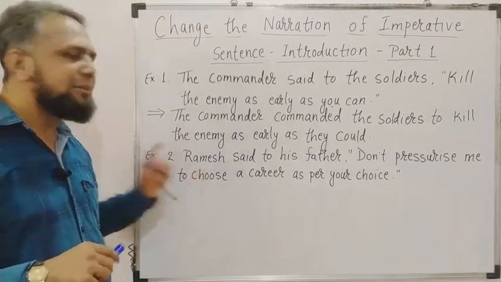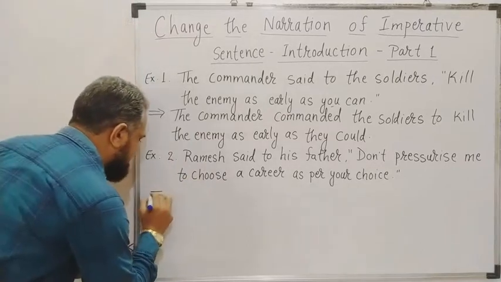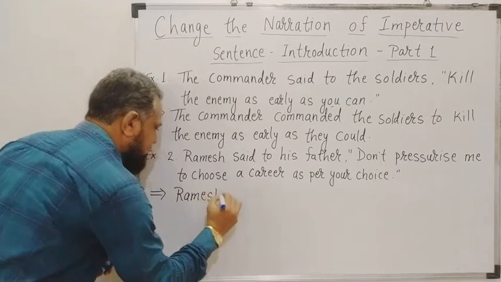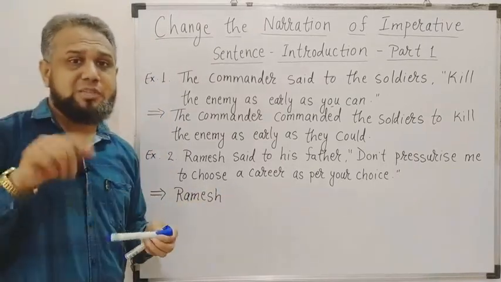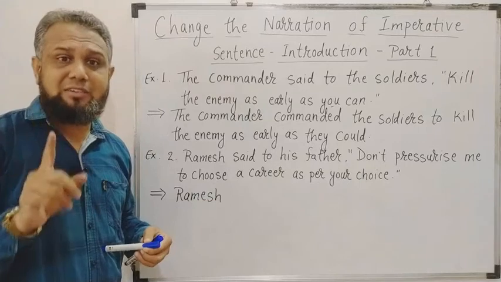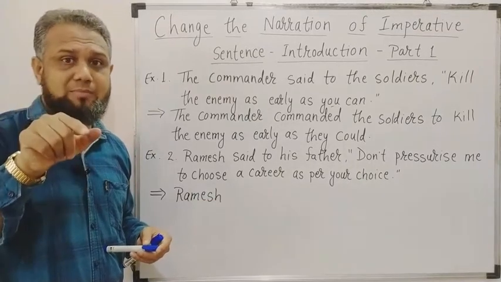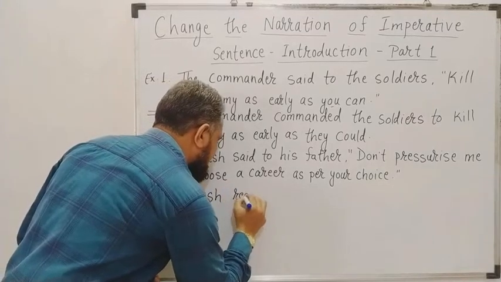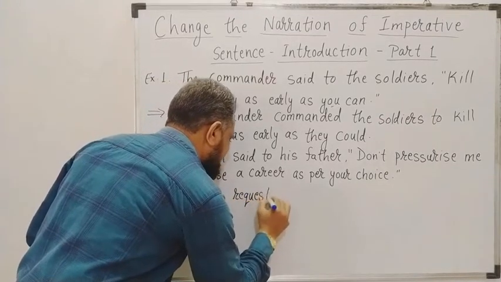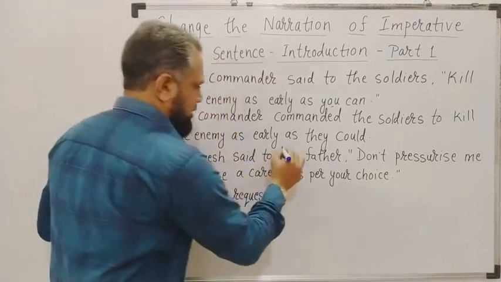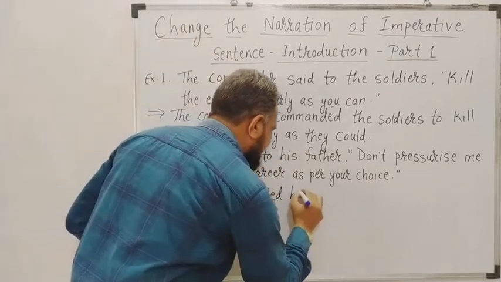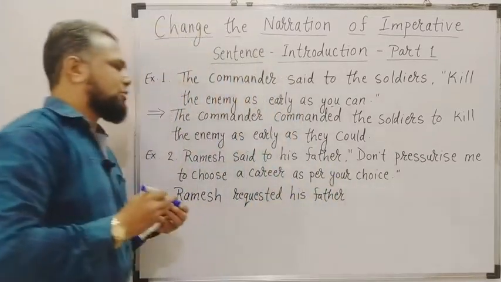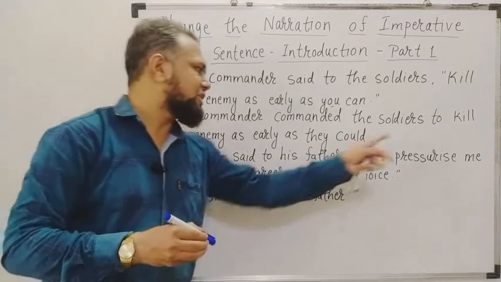Now in this sentence, who is the speaker? Who is telling this? Ramesh. So we will start our sentence with Ramesh. Now Ramesh is younger to his father. Therefore he will request. He will not give order to his father. Okay, he will request. So we will use requested. To whom he has requested? His father. Now we have reached the part within inverted commas.